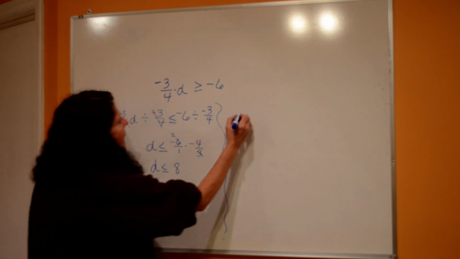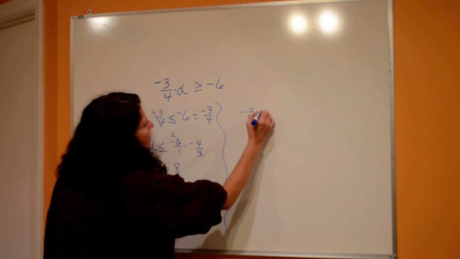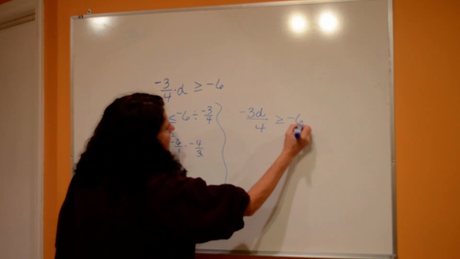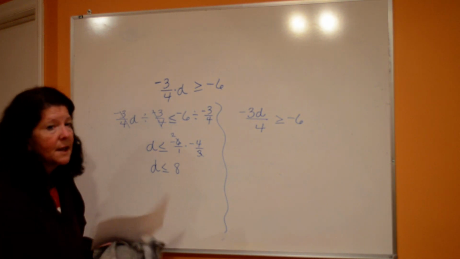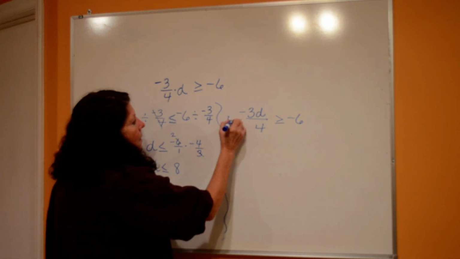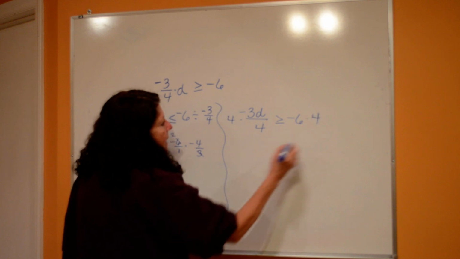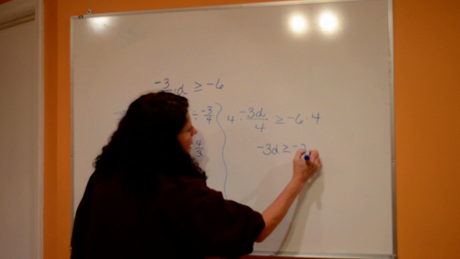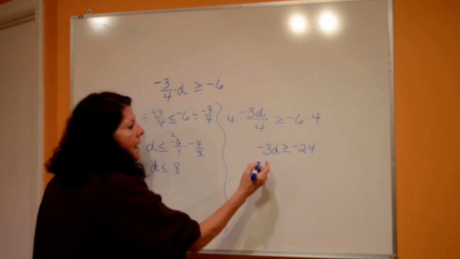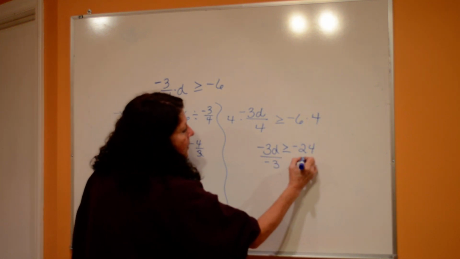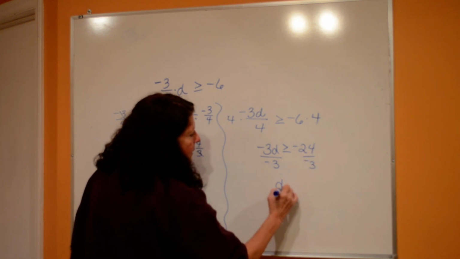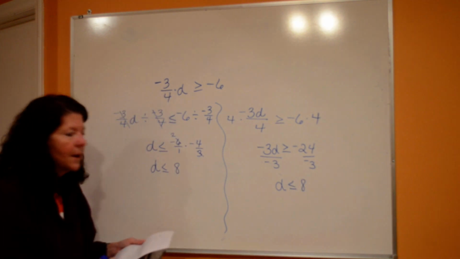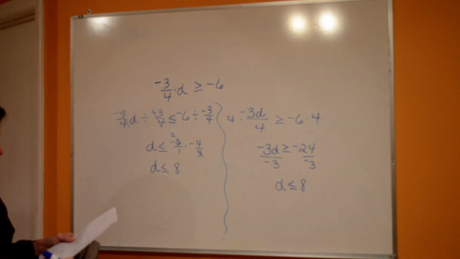If I do it the other way, I look at it as negative 3d over 4 is greater than or equal to negative 6. First thing I'm going to do is get rid of that positive 4. It's divided, so I'm going to multiply to get rid of it. So I have negative 3d is greater than or equal to negative 24. Now I want to divide by the negative 3. Remember, if I divide by a negative, I switch the direction of the inequality. So then I have d is less than or equal to 8.